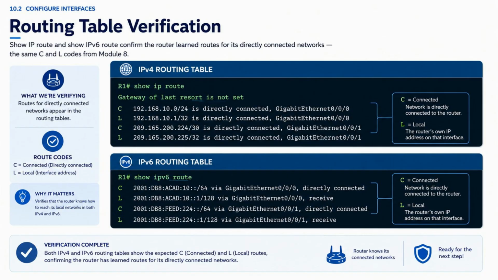Show ip route and show ipv6 route confirm the router actually learned its directly connected networks. Same C and L codes from Module 8's routing table lesson, now seen on a freshly configured router. Walk the output on screen and have students match each line back to the interfaces just configured in the earlier example.